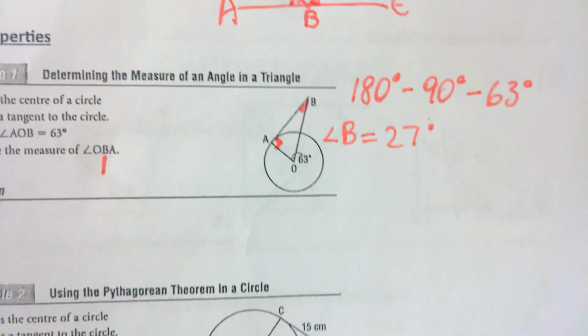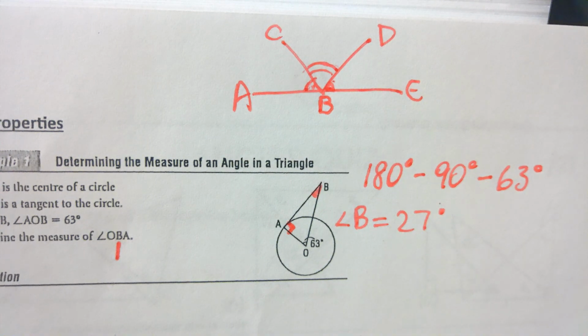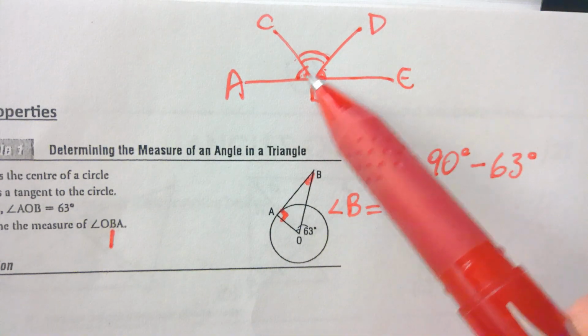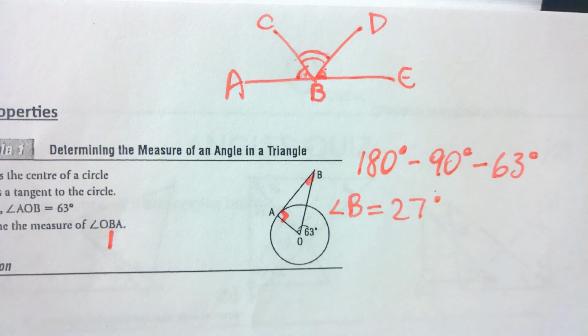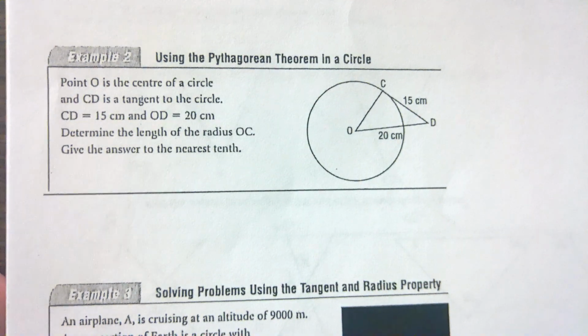Does the order of the other 2 matter? Like, is EBD the same thing as DBE? Yes. EBD is the same as DBE, because it's the same middle angle. Good question.